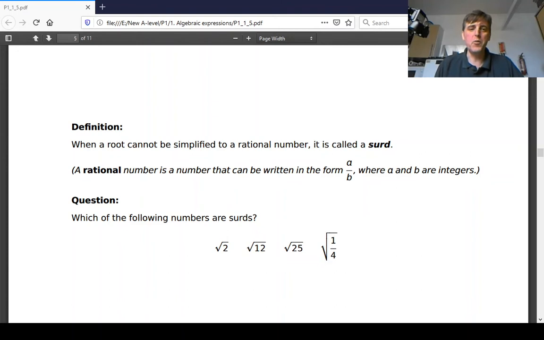So, quick test for you. I've put 4 numbers on the screen there. Some of them are surds and some of them are not surds. Sort out which is which, please.